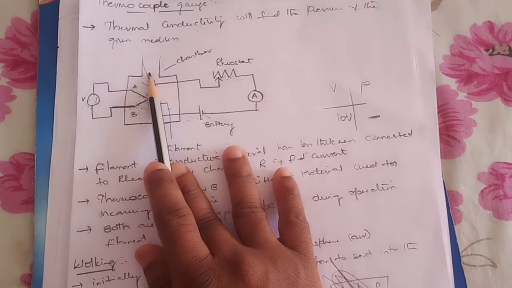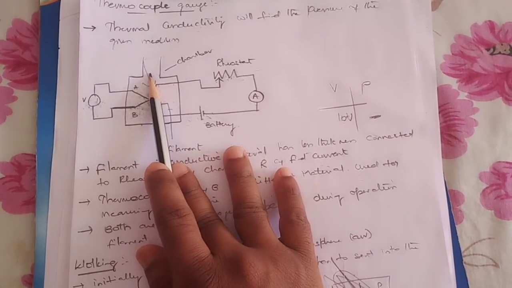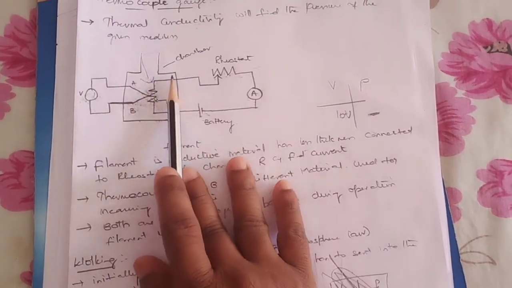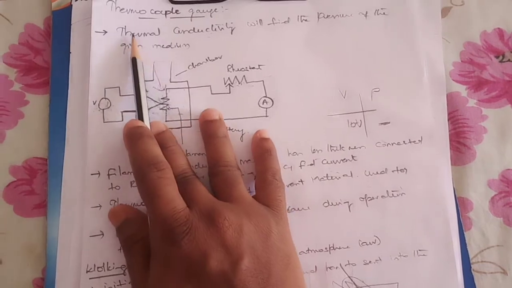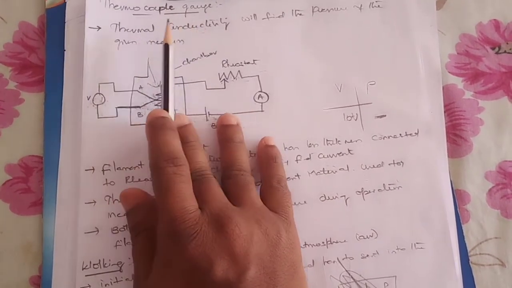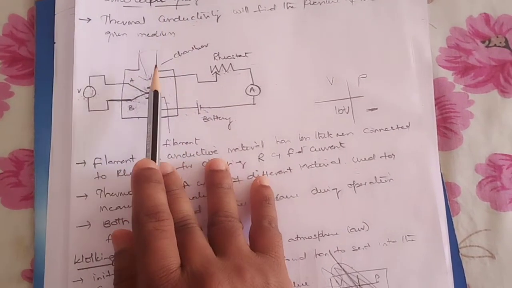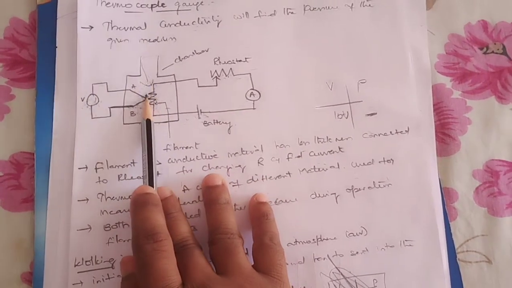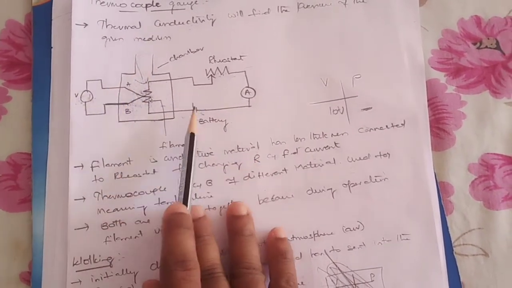In order to measure the value in terms of pressure, we are using the concept of thermal conductivity. So the pressure we are measuring is based on the principle of thermal conductivity, which means it is based on the temperature difference. Based on the temperature difference, the pressure value is found. So let us initially assume that this chamber is filled with air.